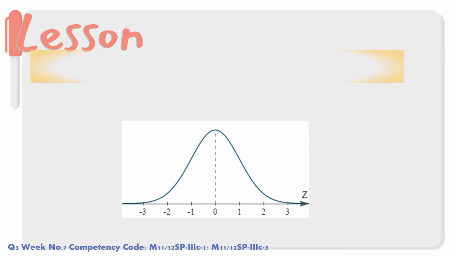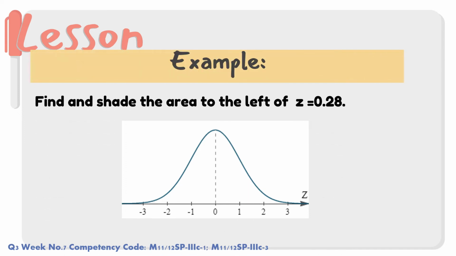For example, find and shade the area to the left of z equals 2.8. If you're asked to shade the area, first you're going to locate the z, 2.8. Approximately, we can say that it's here. Approximately, z equals 2.8 is here, then to the left. Okay, you're going to shade to the left. Therefore, you're going to find the area of this shaded region.